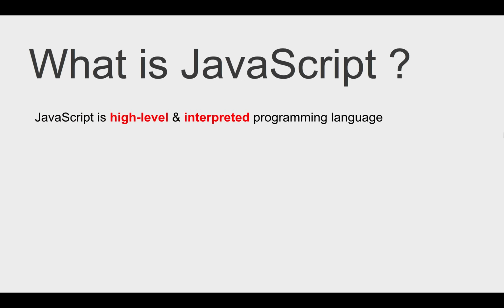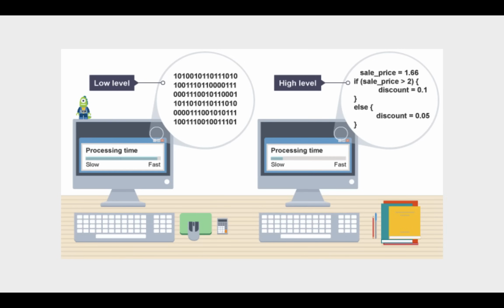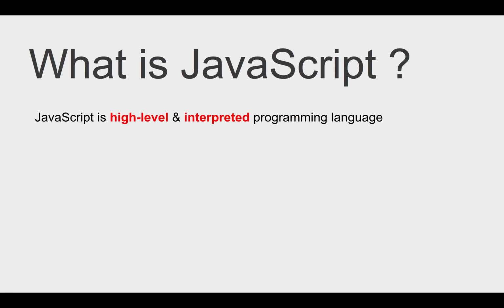If I go back to the slides, high level language is written in simple English or user friendly language, and a user can understand it easily, whereas we need a compilation or interpretation step so that the machine can understand this. Here is an example that we have already seen, the difference between low level and high level programming language. Now JavaScript is also an interpreted programming language.